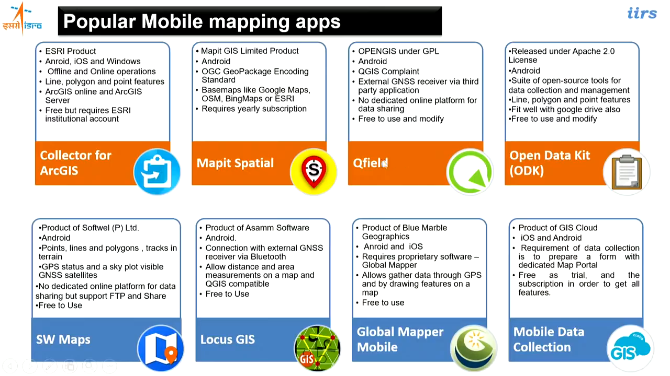Similarly, I have QField, which is very much compatible with the QGIS software. Again, it is an Android based platform developed by OpenGIS under the GPL, that is GNU Public License. Then it is QGIS compliant. Now here the beauty is that an external GNSS receiver via a third party application can be easily integrated. It has a very good interface for integrating this external GNSS or external GPS receiver into your mobile application.